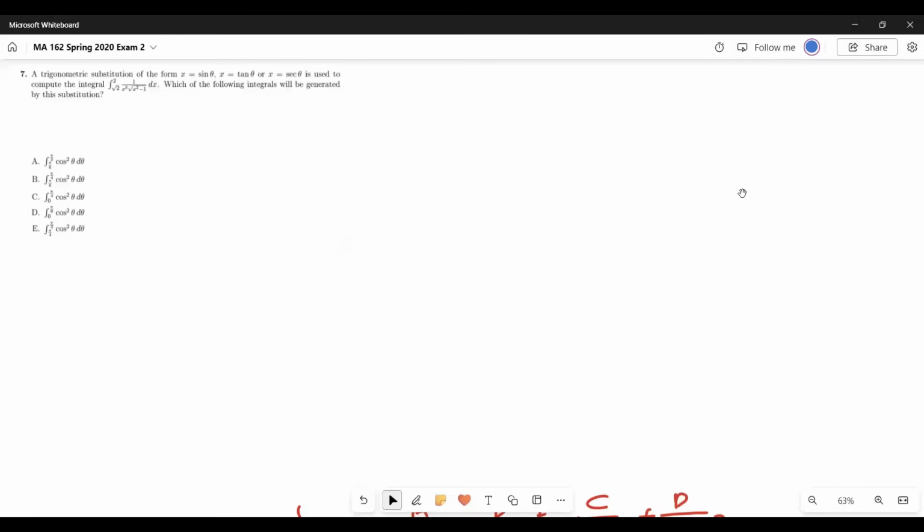Okay, this question has the integral from square root of 2 to 2 of 1 over x cubed, square root of x squared minus 1 dx. Which of the following integrals will be generated by this substitution? Okay, we have this question, so let's write it down first. Square root of 2 to 2, 1 over x cubed, square root of x squared minus 1 dx.